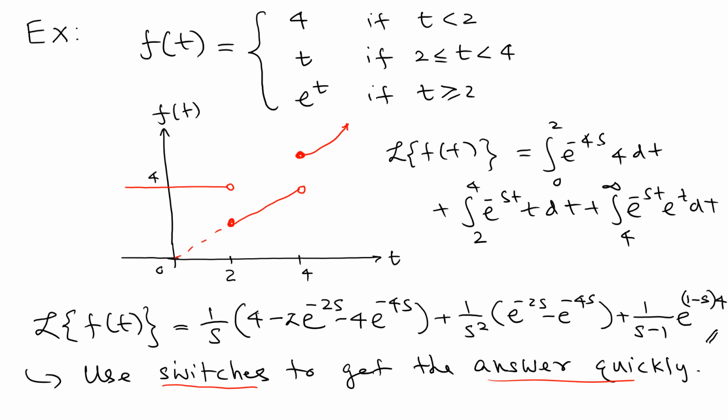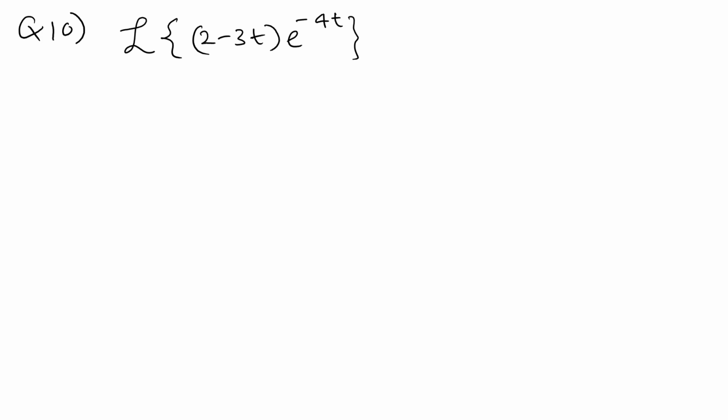How about we have a product? What do you do with the product? So let's try to do this one. Laplace transform of (2 minus 3t) e to the negative 4t. So again we use the definition. So it is the integral from 0 to infinity of (2 minus 3t) e to the minus 4t e to the minus st dt.